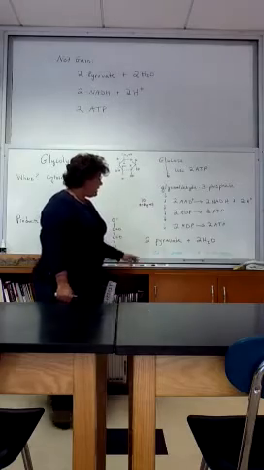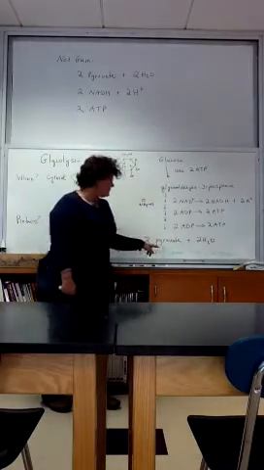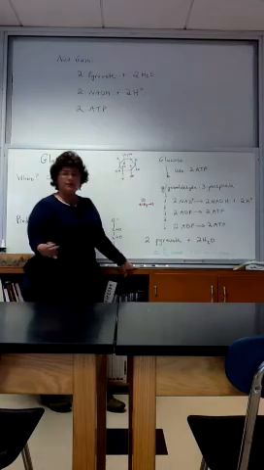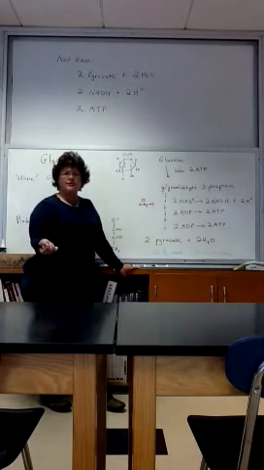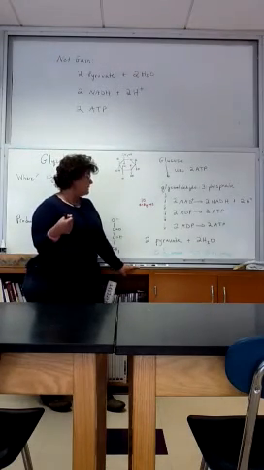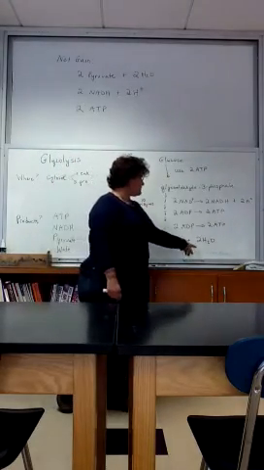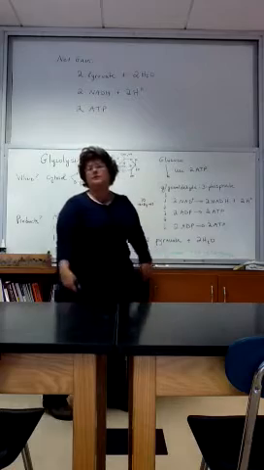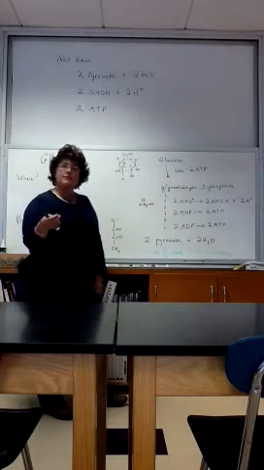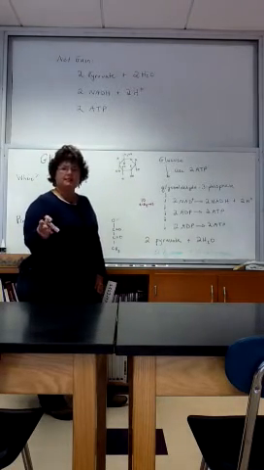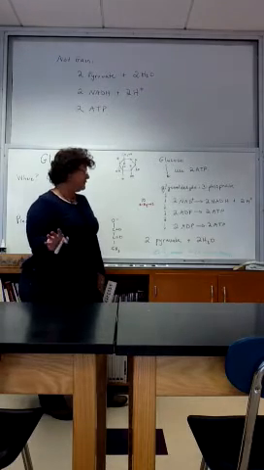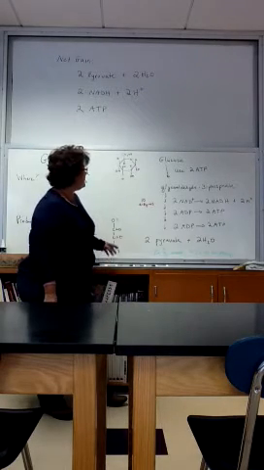Down here, if oxygen is present, these pyruvate molecules will go on and enter the mitochondria through active transport and enter the citric acid cycle. If oxygen is not present, then the pyruvate molecules will go on to be used in another catabolic process called fermentation, and we'll talk about that later.